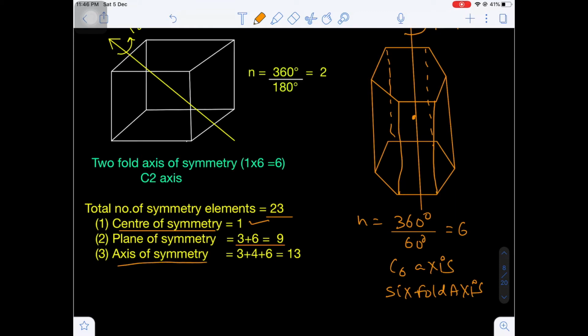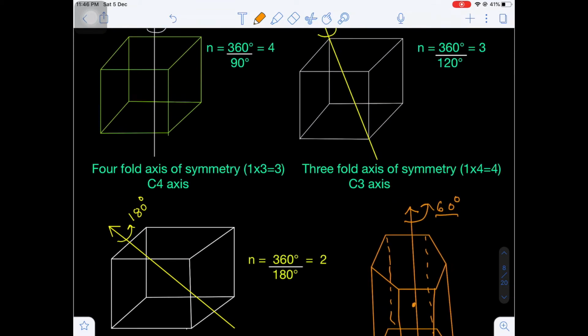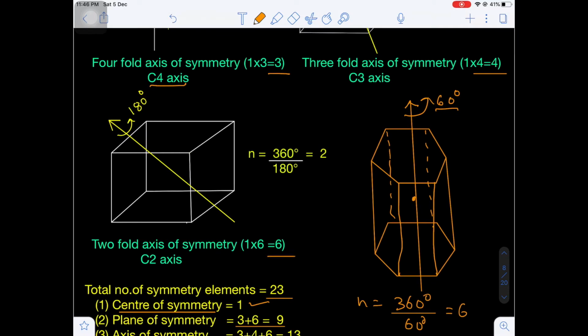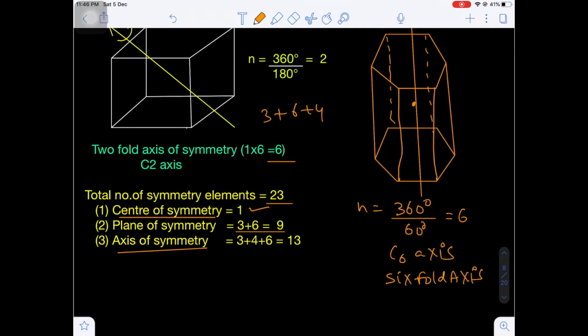And in case of axes of symmetry, the C4 axes of symmetry will be 3, the C3 axes of symmetry will be 4, and the C2 axes of symmetry will be 6. So 3 plus 6 plus 4, that will be 13. Okay, 13 plus 1 plus 9, a total of 23 symmetry elements will be present. Total how many symmetry elements are present in a crystal? 23. This is the objective question.